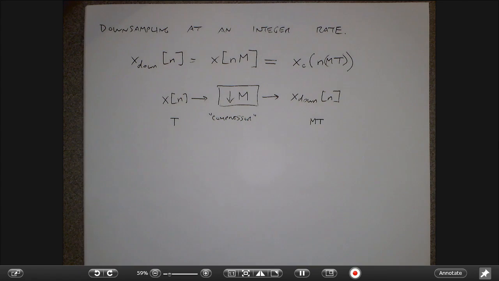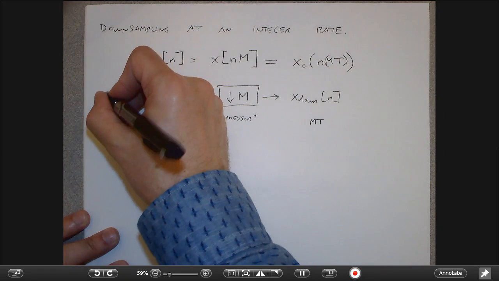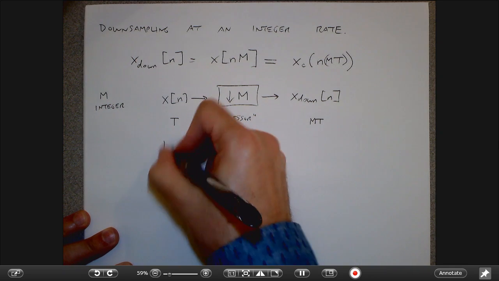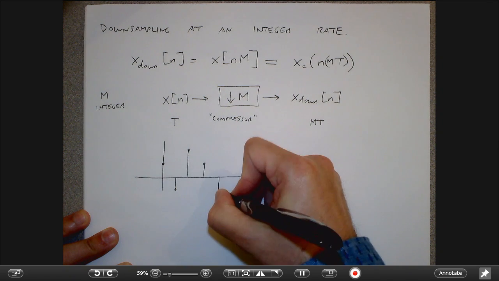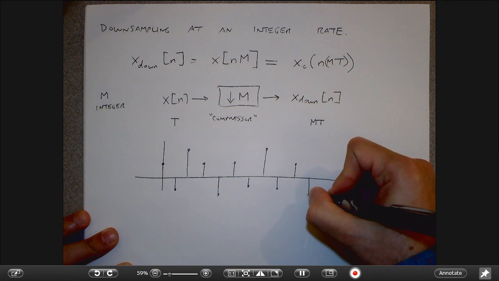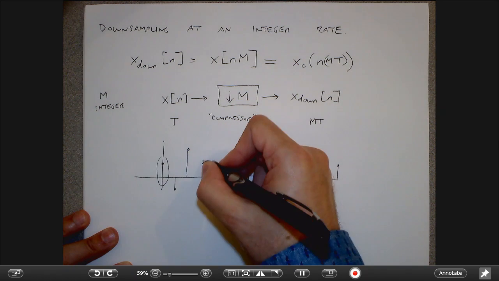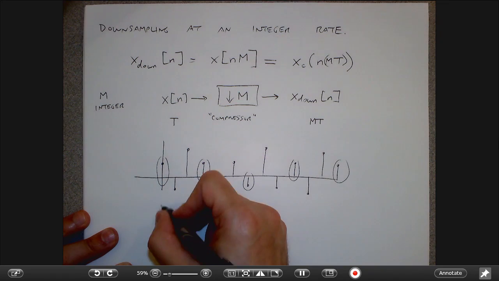And how would I do this? Well, this is really easy. It's like saying I take my original signal and I take every capital M sample. Here m is an integer. So here's my original discrete time signal, and say m was equal to 3. That would be like saying I take this sample, skip these two, take this sample, skip these two, and so on. So it's just like taking every third sample.